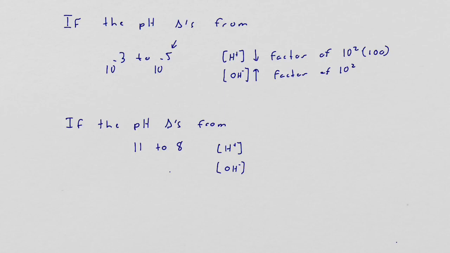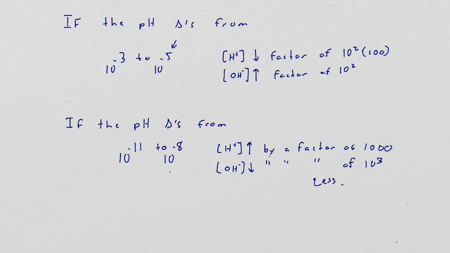Let's say we're going from a pH of 11 to 8. Now, in that case, we're actually getting more acidic. The H plus concentration is going from 10 to the minus 11 to 10 to the minus 8. The difference in those two exponents is 3, right? So what's happening is it's getting 1,000 times more acidic. So the H plus is going up by a factor of 1,000. And the OH minus is going down by a factor of 10 to the third power. It's going to be 1,000 times less.